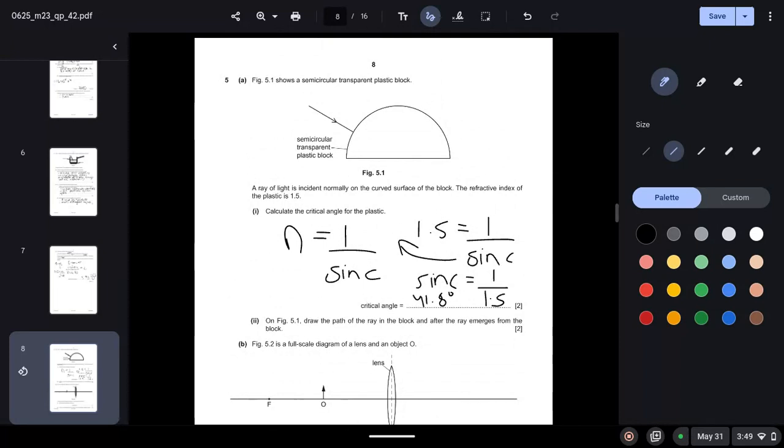On figure 5.1, draw the path of the ray in the block and after the ray emerges from the block. So we know that inside the block we'll have the same ray, and at this point the ray will get reflected and it will reflect back with the same angle. So if this is theta, it will reflect with the same angle theta here as well.